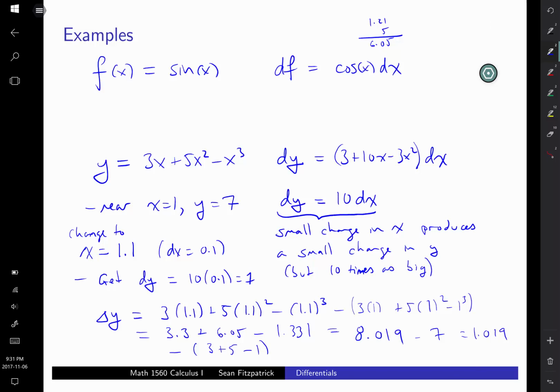That's a pretty small error in using the linearization to approximate the change in y versus calculating the actual change in y. So you can see why these approximations are useful, right? Calculating dy was a whole lot easier than calculating delta y. I didn't need a calculator to do it. Okay.